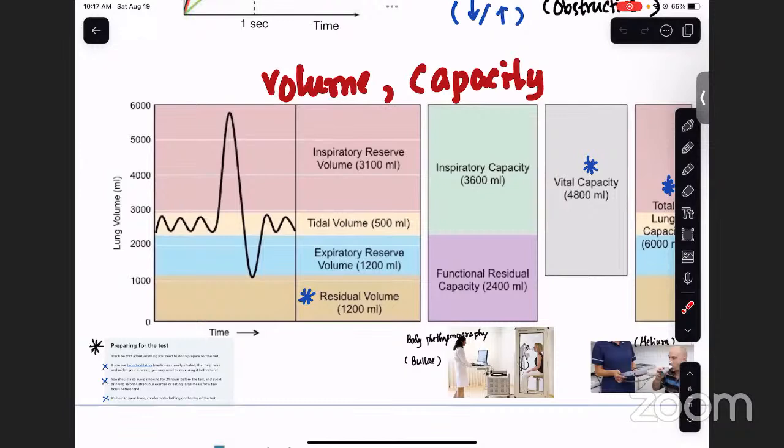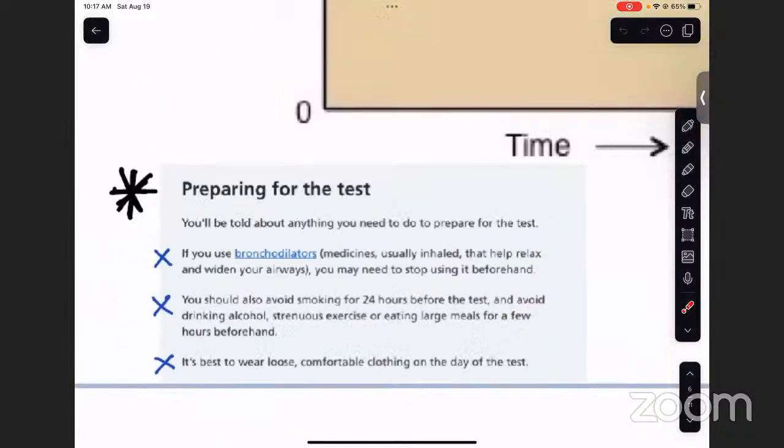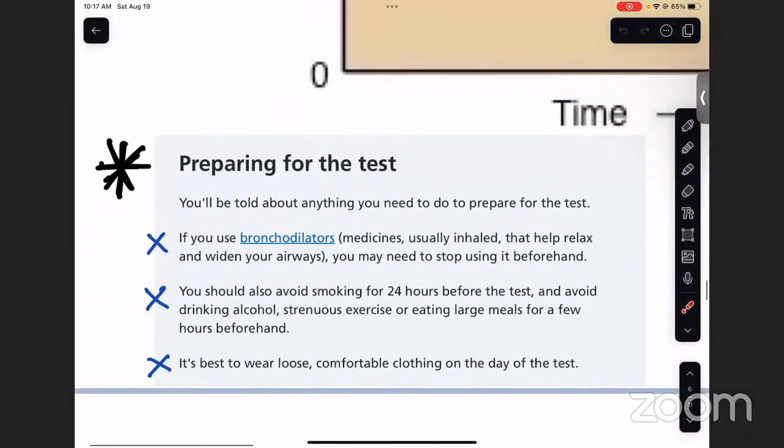So here you need to know, before tests, during tests, and after tests, what will happen and what are the important things we need to know about it. Here, preparations for the test. There will be some false positives as well as some false negatives in interpretations of the lung volume pulmonary function test.